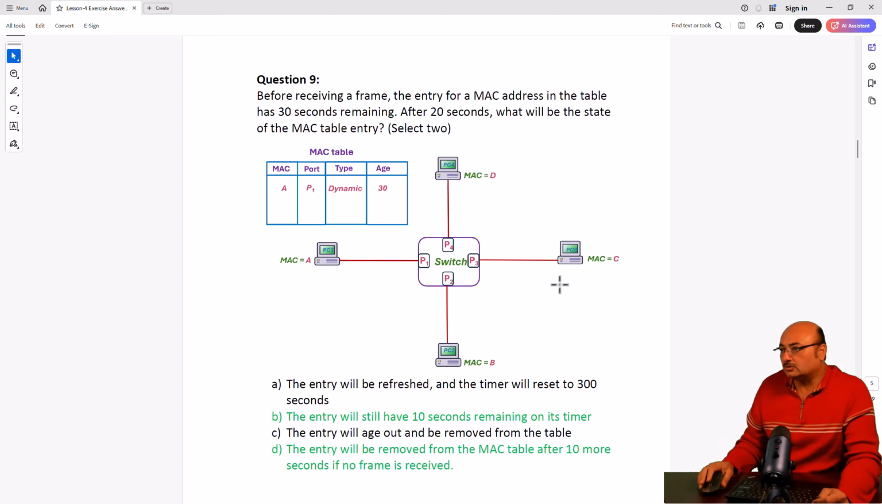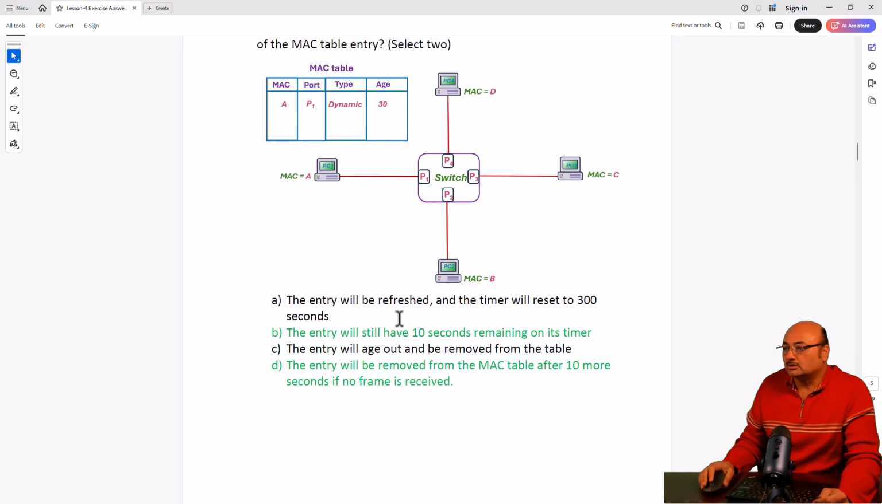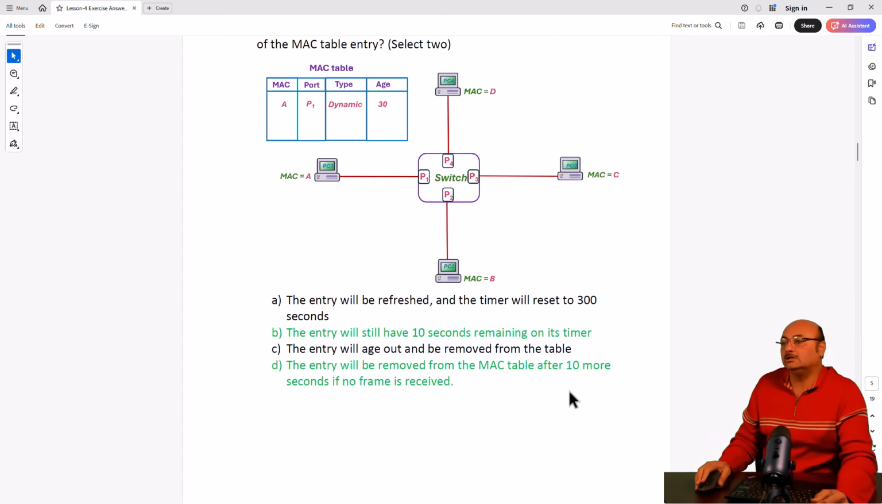We have been asked to select two answers. The entry will still have 10 seconds remaining on its timer. That's correct. And then the next best answer is the entry will be removed from the MAC table after 10 more seconds. So currently it is 30 seconds. After 20 seconds it will be 10 seconds remaining, and further after 10 more seconds the entry will be removed. So the correct answers are B and D.